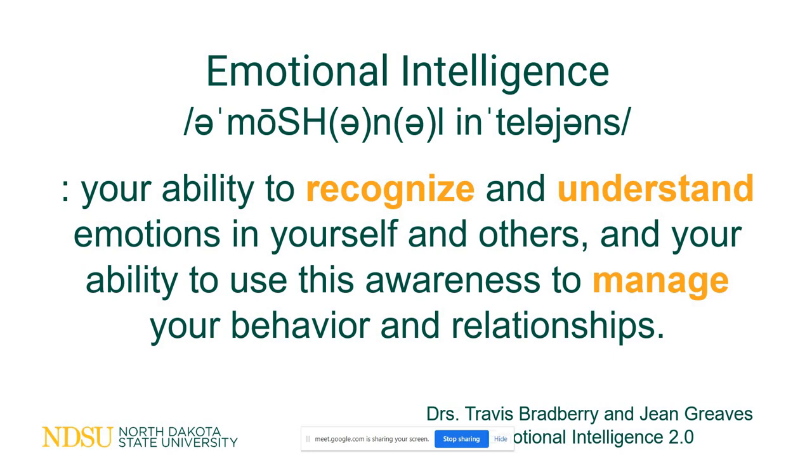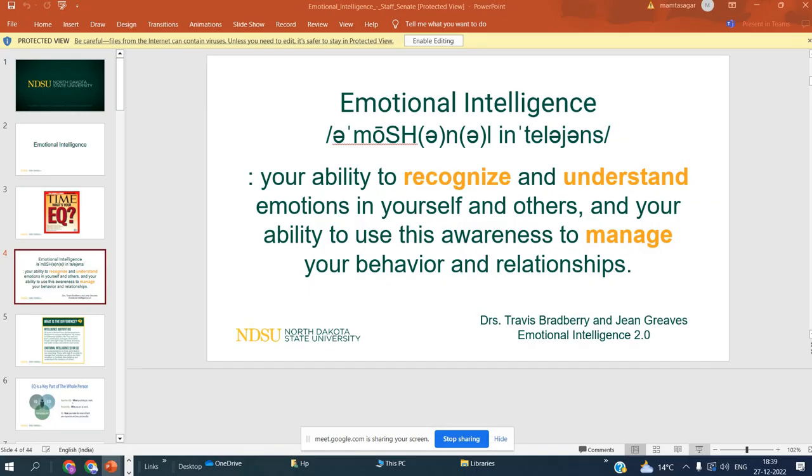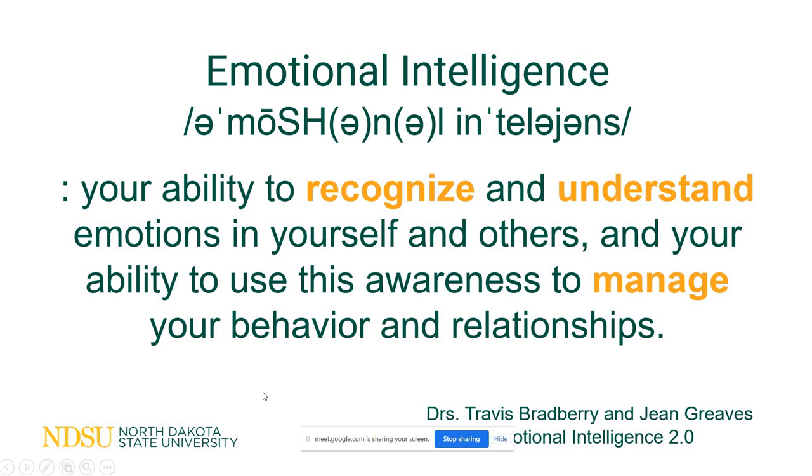This is not only true about others; you should also recognize your own feelings and others' feelings. So it is very important to understand yourself and others, and to use this awareness. How can we use this ability to manage our behavior and relationships? Because our emotions affect our behavior and relationships, this is very important. I am teaching you emotional intelligence using the notes from North Dakota State University. Okay, I think now you are able to understand this definition.